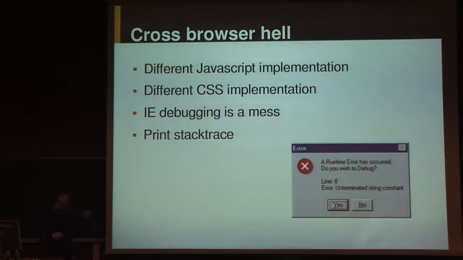So when we are doing a web app, we've seen it's great to target the web for a poker client, but there are also drawbacks. There is the cross-browser issue. Because you have many different JavaScript implementations, many different CSS implementations, and debugging it, for example, in Internet Explorer could be a mess.